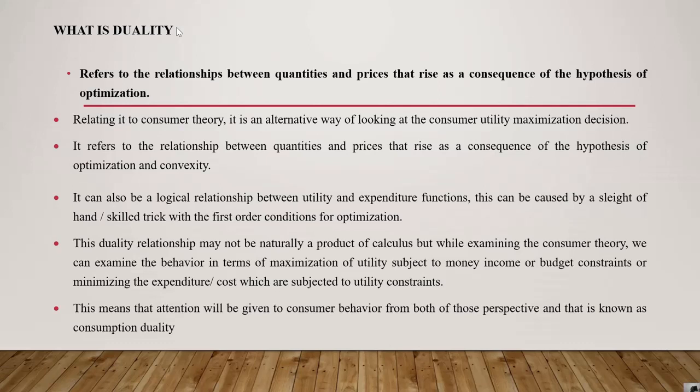This can be caused by a slight trick with the first order condition of optimization. What are we talking about? We are saying it is a relationship. It measures the relationship between two parameters. And here we can look at utility and expenditure function. That's what we are talking about. This duality relationship may also be naturally a product of characters, but while examining consumer theory, we can examine the behavior in terms of maximization of utility subject to money, income, or budget constraints, and the minimization of expenditure cost, which is subjected to utility constraints.